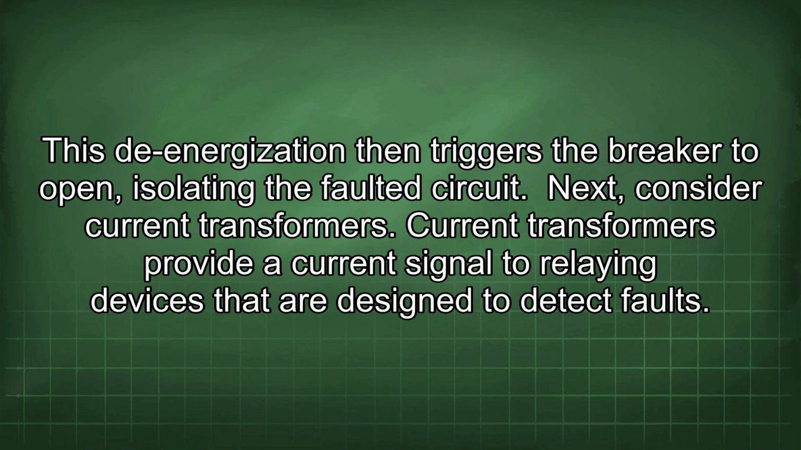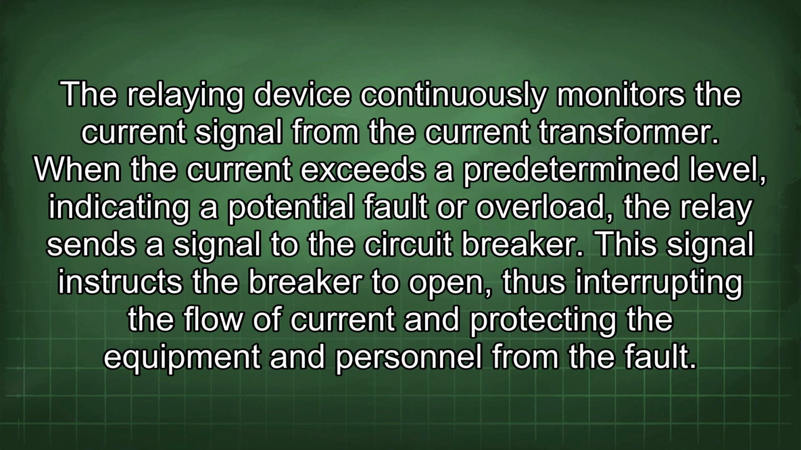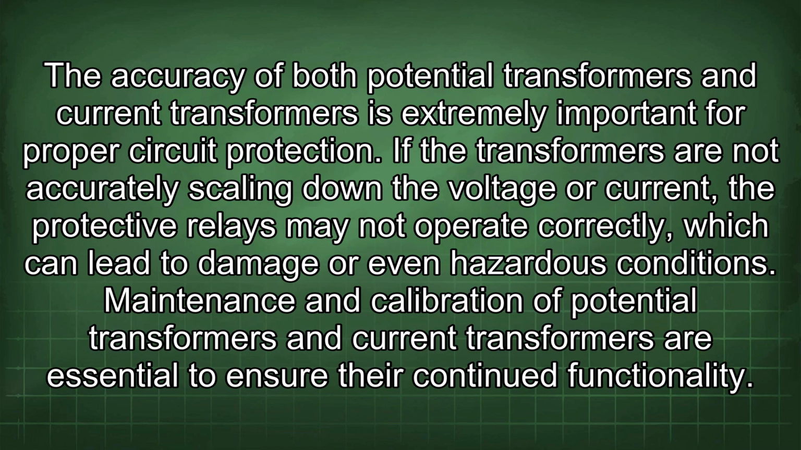Next, consider current transformers. Current transformers provide a current signal to relaying devices that are designed to detect faults. The relaying device continuously monitors the current signal from the current transformer. When the current exceeds a predetermined level, indicating a potential fault or overload, the relay sends a signal to the circuit breaker. This signal instructs the breaker to open, thus interrupting the flow of current and protecting the equipment and personnel from the fault.